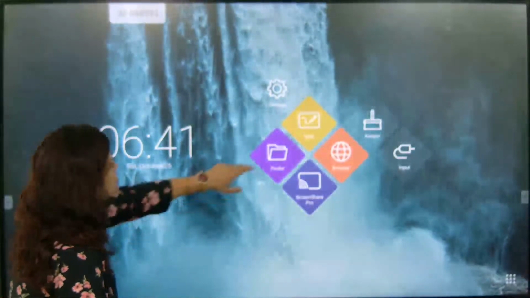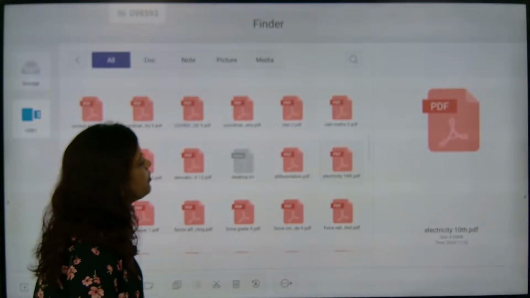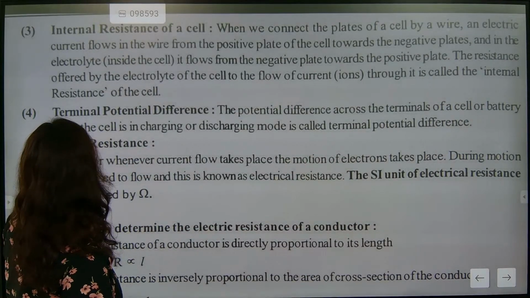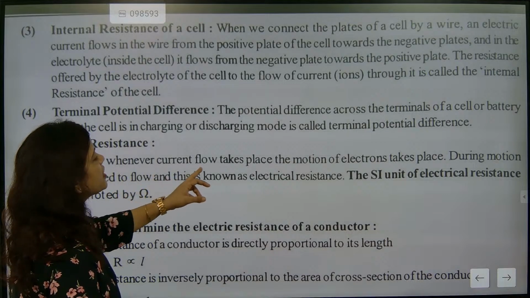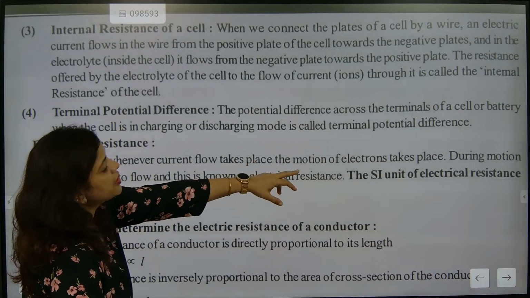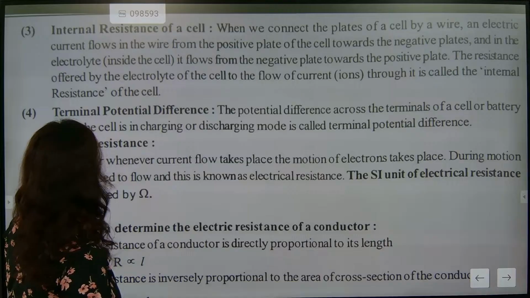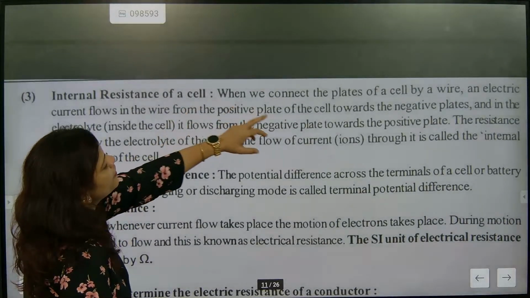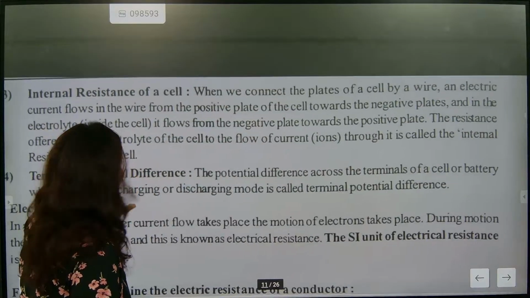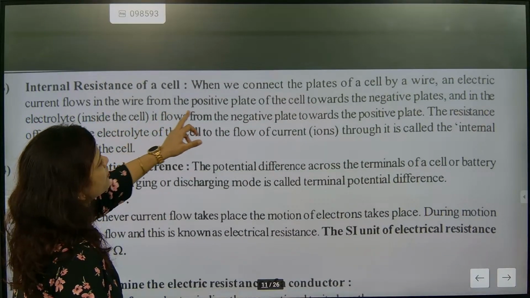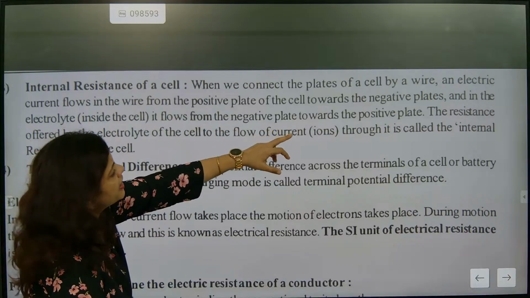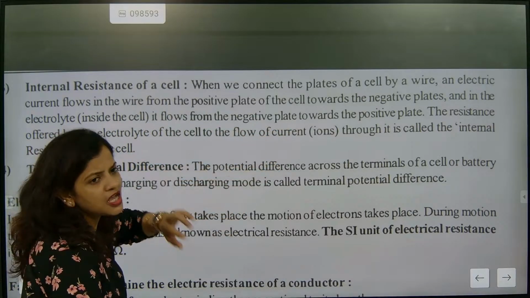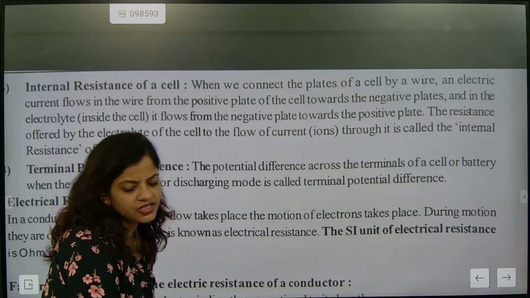What they said, let's check this one out. They said a very important point. They said that in a conductor, whenever current flow takes place, the motion of electrons takes place. During motion, that is internal resistance. So when we connect the plate of a cell by a wire, an electric current flows in the wire from the positive terminal to the negative terminal, and in the electrolyte, it flows from negative towards the positive. So they are talking about current direction.